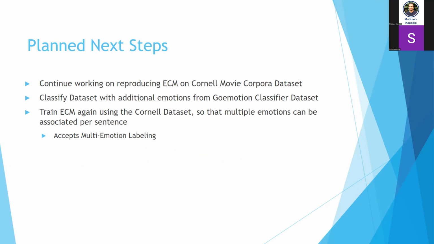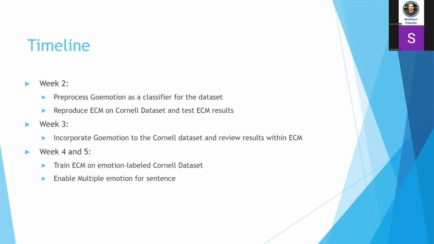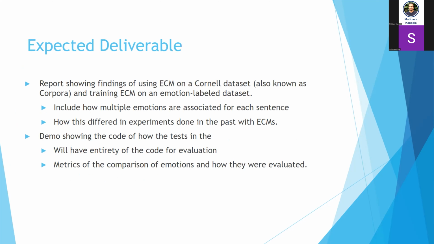The planned next steps are to continue working on ECM and the Cornell movie corpus data sets, and to apply curriculum dual learning for multi-emotional labeling using those. As I just mentioned, the timeline would be very similar to what I just described, using GoEmotions and the Cornell data set to incorporate all of this. The expected delivery will be a report of all of my findings and a demonstration of how the assimilation occurs.